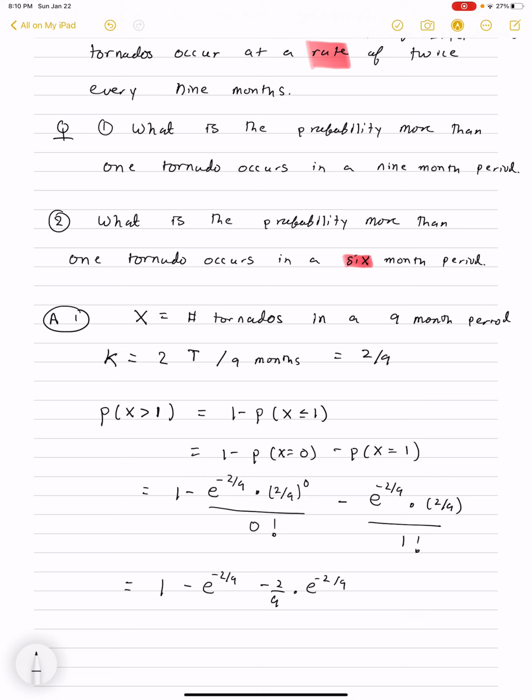Okay. Now, in this second question, it asks, what's the probability more than one tornado occurs in a 6-month period? Here I want to highlight the difference is that it's asking for a different time period. It's asking for a 6-month period, not a 9-month period. So the answer to 2 is, well, we need to change our random variable x. It needs to be the number of tornadoes in a 6-month period.